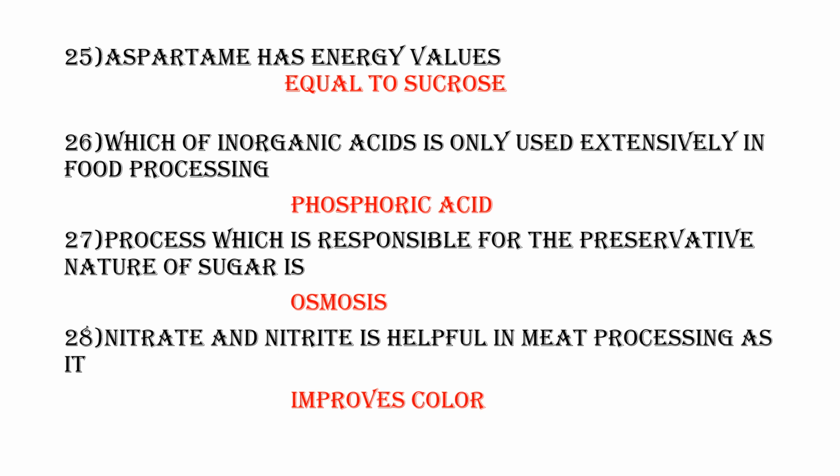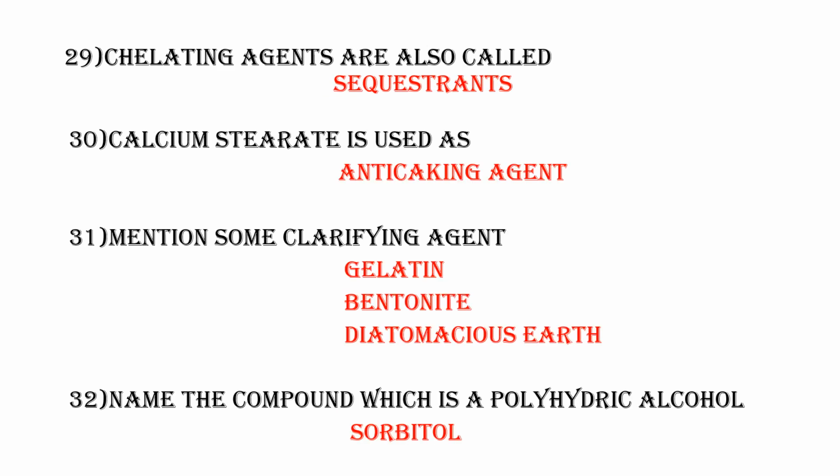27th question. Process which is responsible for the preservative nature of sugar. So, which process is responsible for the preservative nature of sugar? That is osmosis. 28th question. Nitrate and nitrite are helpful in meat processing as they. So, nitrate and nitrite help in meat processing to improve the color.